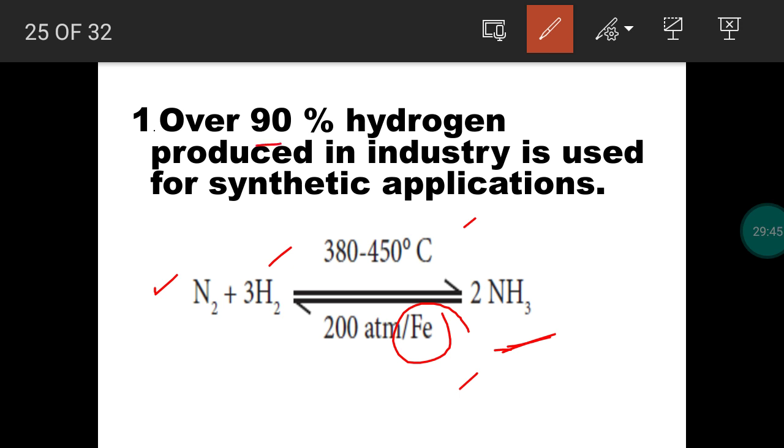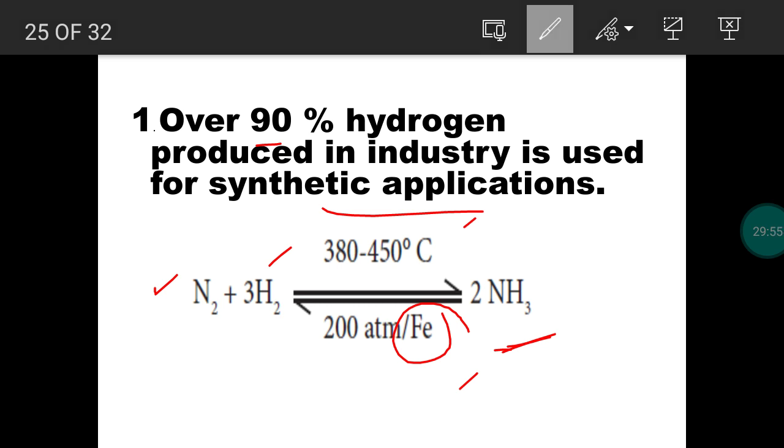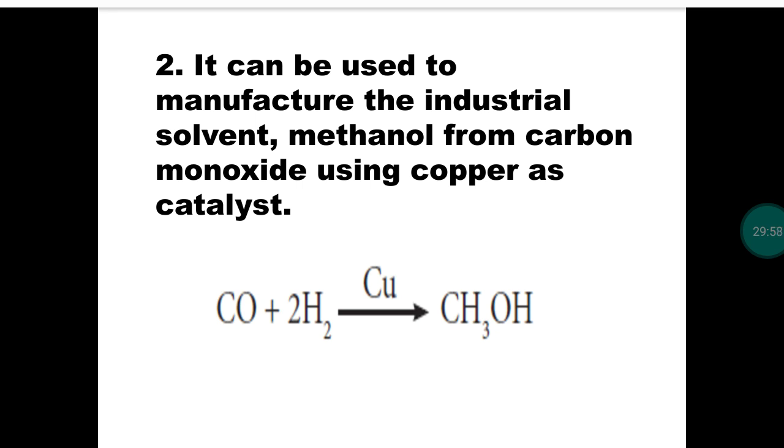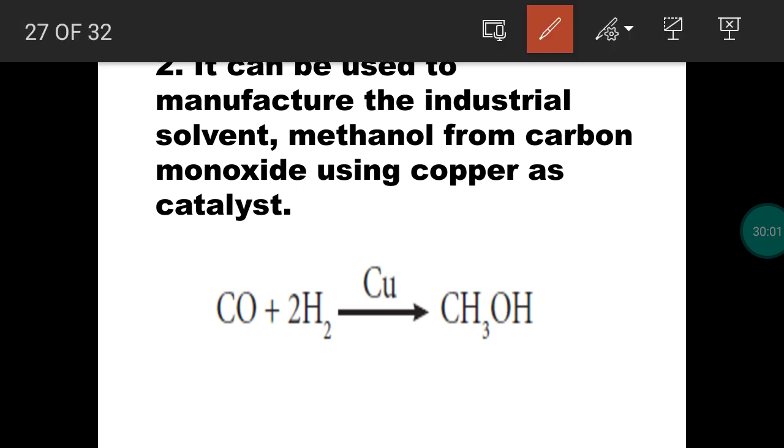So 90% of nitrogen produced in industry is mainly used in organic reactions or in synthetic applications. When hydrogen is added to carbon monoxide in the presence of copper, it forms methanol. Methanol is an important industrial solvent. In industries, the important solvent is methanol.